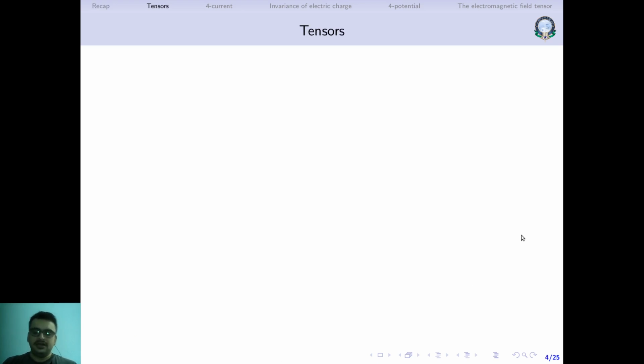So now coming to what tensors are. Let's consider an n-dimensional Euclidean space. It could be a three-dimensional Euclidean space, in which case we write it as E3. So let's consider an n-dimensional flat space or Euclidean space.